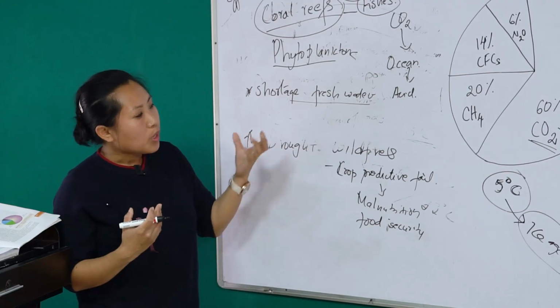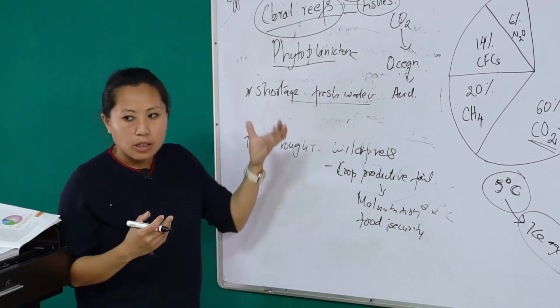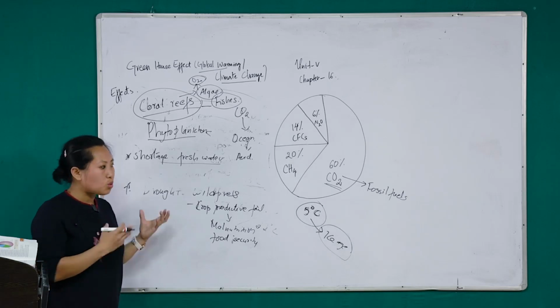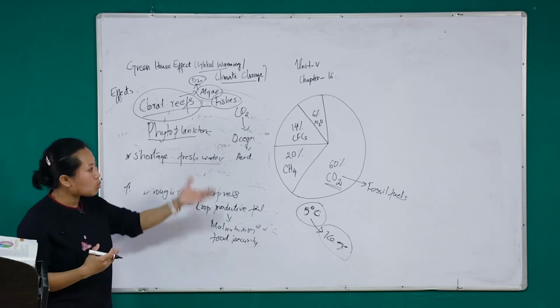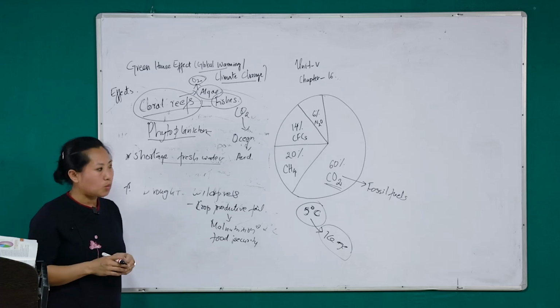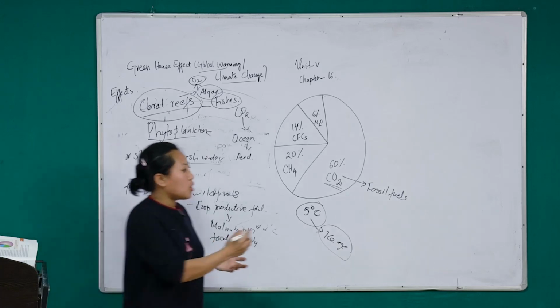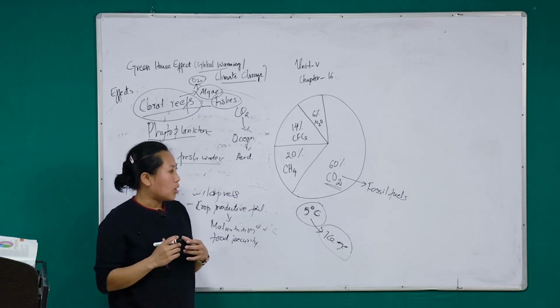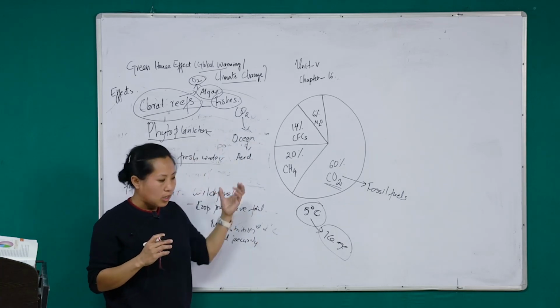We have to act now to tackle this problem. So what are the things that we can do to mitigate this? What are the things that we can do to reduce these greenhouse gases in the atmosphere? First is that we should reduce the emission of the greenhouse gases in the atmosphere.